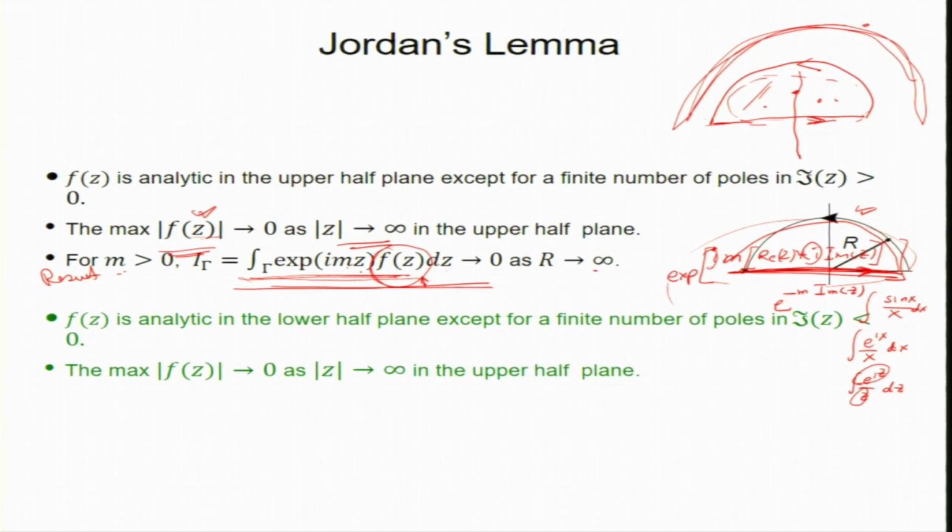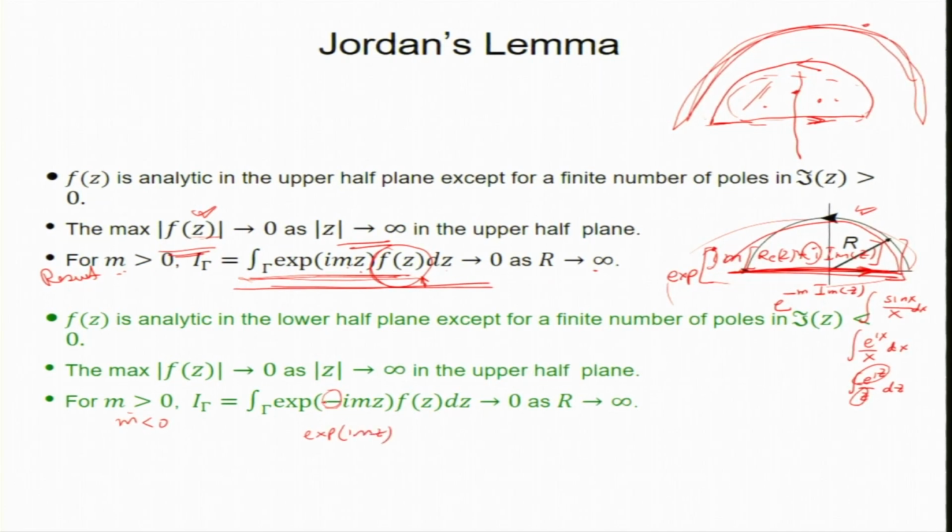For m negative, it will go to 0. So, I put a minus sign here, or if you want, you say m less than 0 and exponential i m z, that is also fine. Okay. So, if it is minus, then it is for m greater than 0. So, you have to be careful when you apply Jordan's lemma, and you can use it to solve a lot of integrals, and here it is a bottom curve.